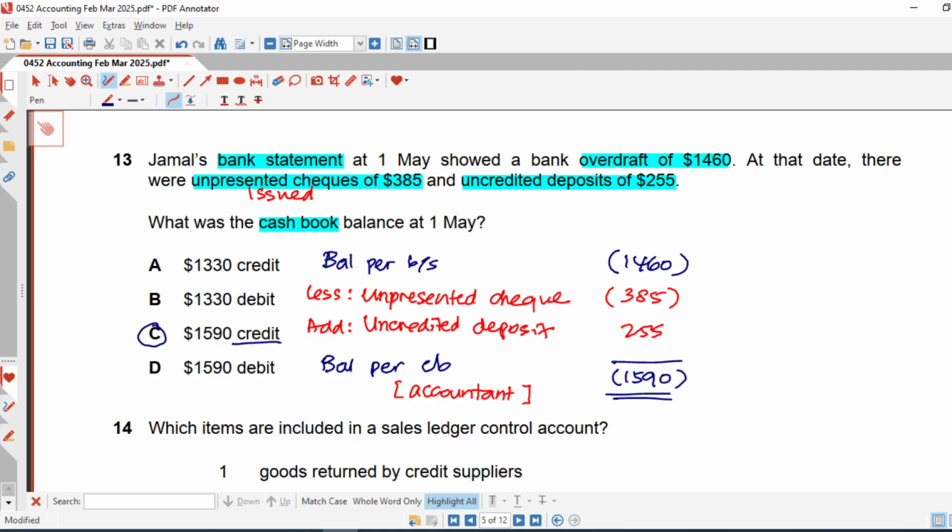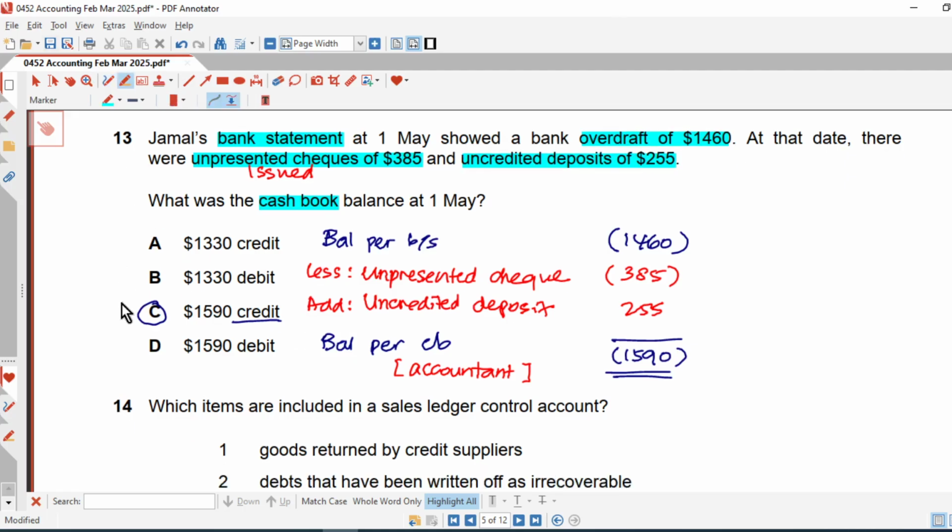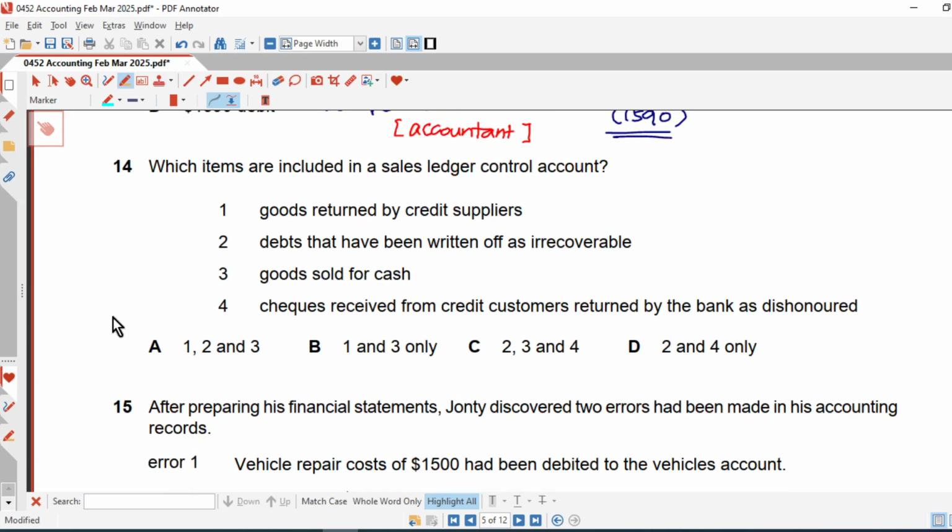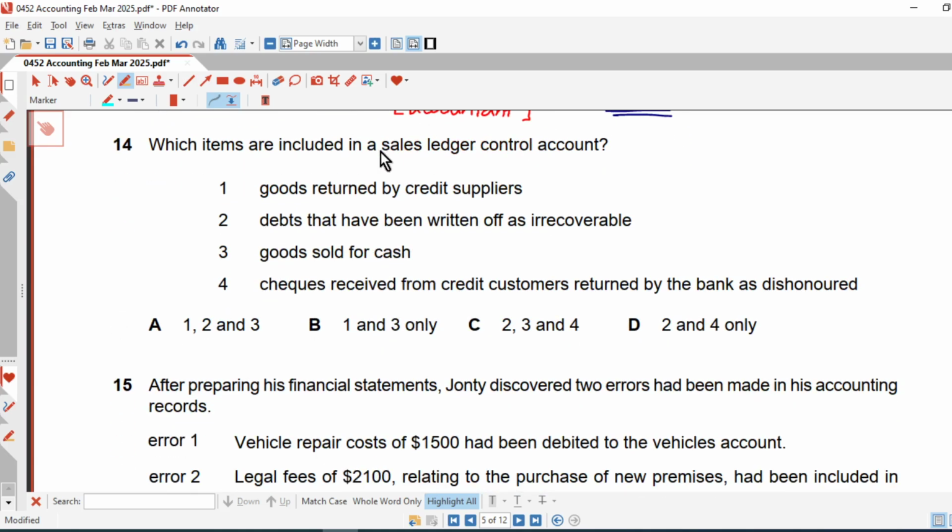Okay, well, let's analyze question 14. Which items are included in a sales ledger control account? So sales ledger control account refers to the receivables control.